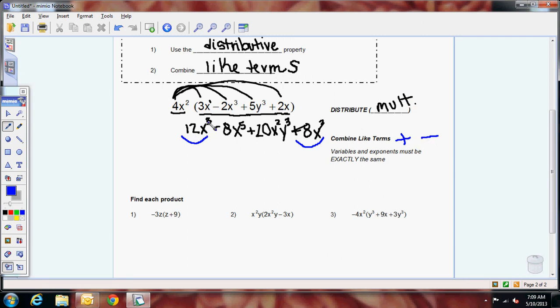So we have 12x to the third plus 8x to the third. Well, how many x to the thirds do I have? I have 20x to the third. Now, I'm not going to add those exponents because that's only when I'm multiplying. I'm adding here, so a little different rule. Then I'm going to bring down everything else that I had. So I had an 8x to the fifth plus 20x squared y to the third.